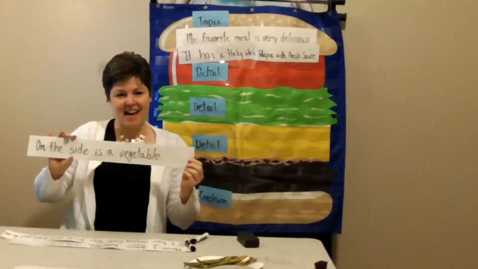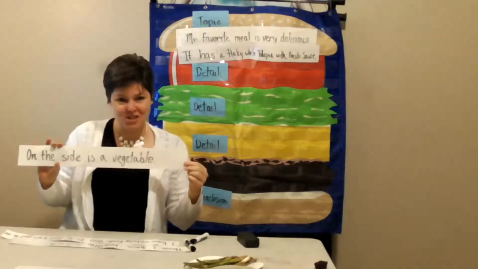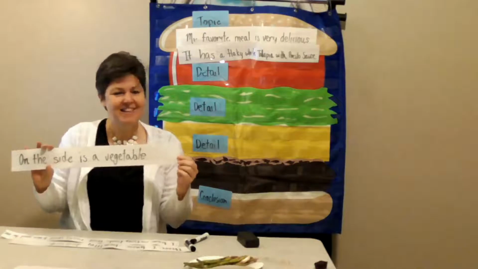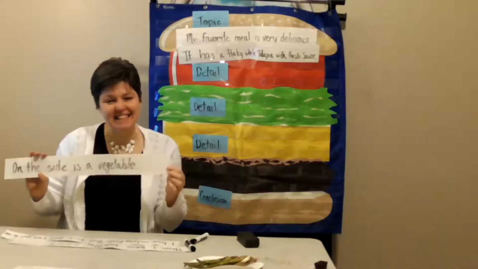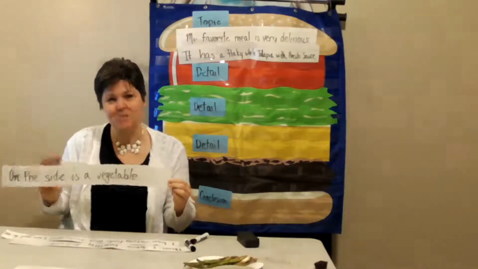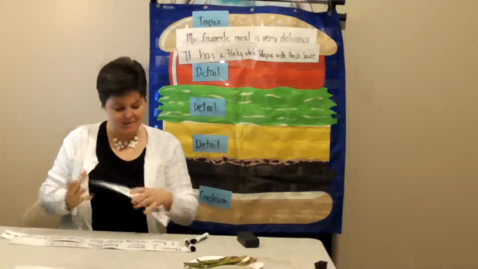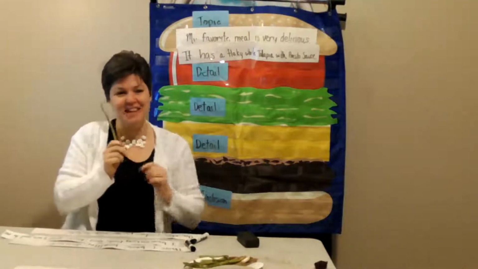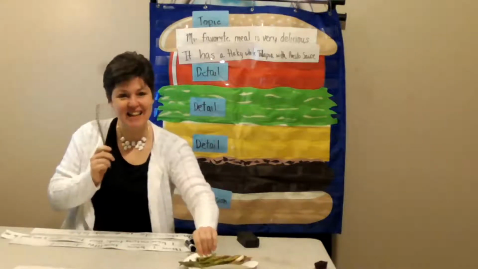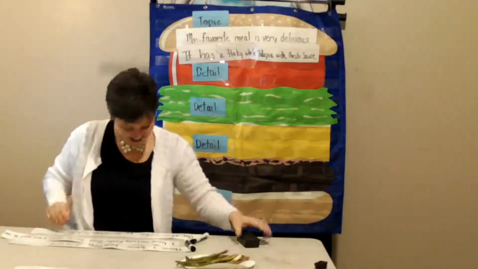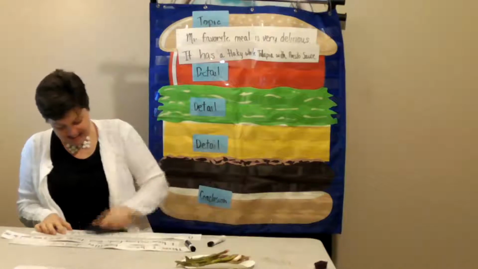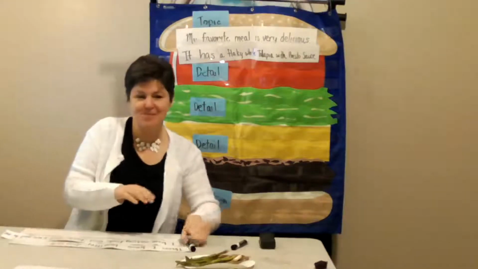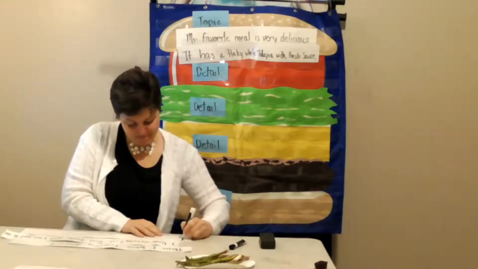On the side is a vegetable. Again, it's okay, a detailed sentence, but we can do a lot better than that, right? What kind of vegetable is this? Does anybody know? Has anybody had asparagus? Do they like asparagus? I love asparagus. Okay, so let's rewrite this sentence so it's much more detailed.